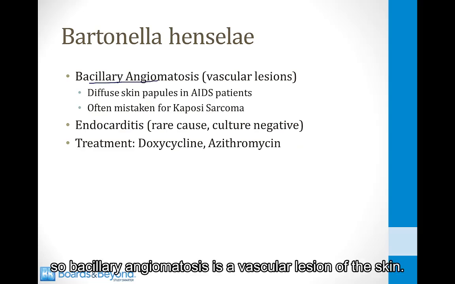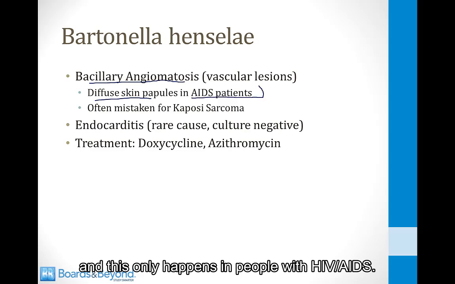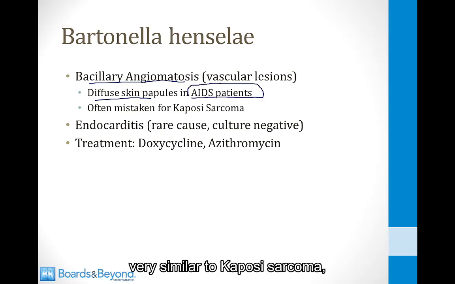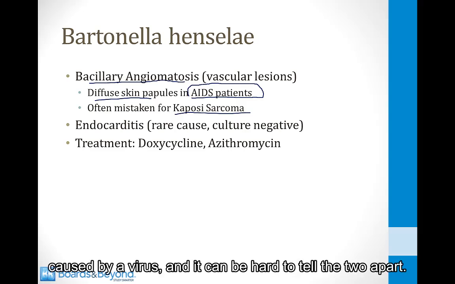So bacillary angiomatosis is a vascular lesion of the skin. These patients get diffuse skin papules, and this only happens in people with HIV/AIDS. And one tricky thing about it is the lesions look very similar to Kaposi sarcoma, which is a tumor that AIDS patients get caused by a virus, and it can be hard to tell the two apart.